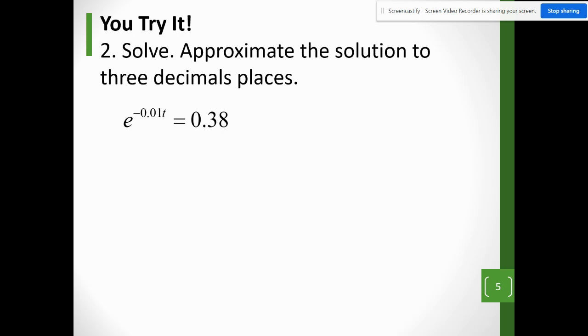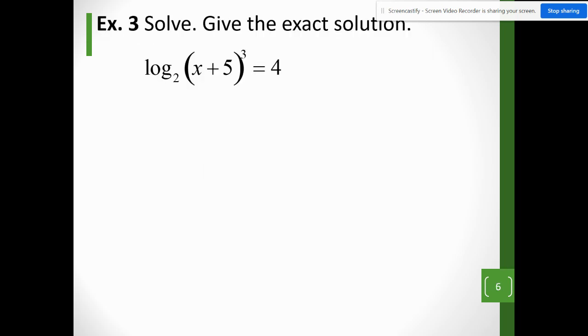Now you try this at home, and you should get your t is about 96.758. Here I did it to 3 decimal places. All right, so let's solve this out. Give the exact solution.